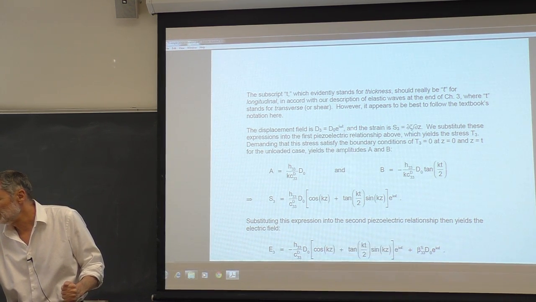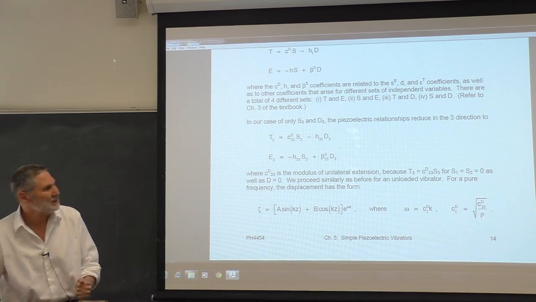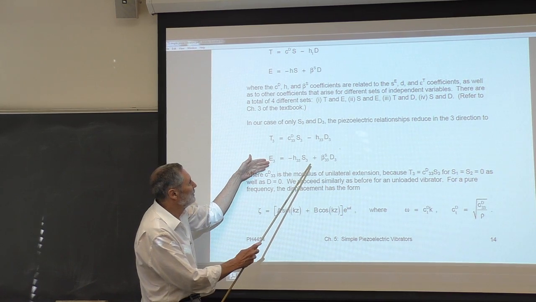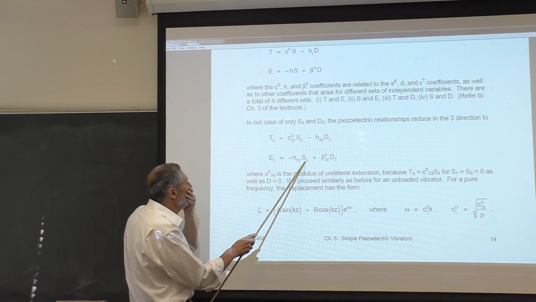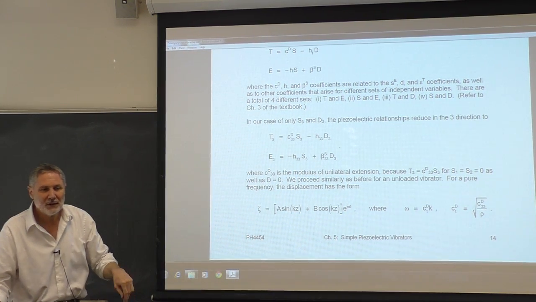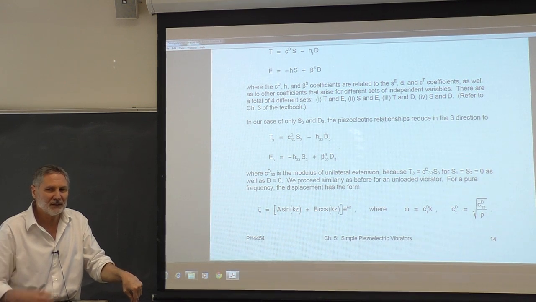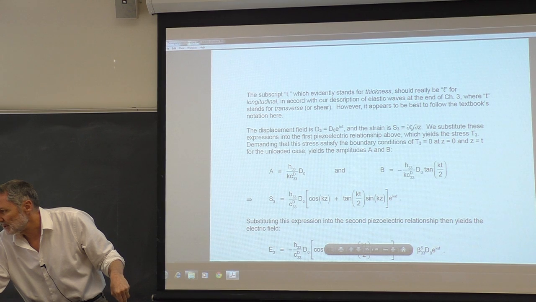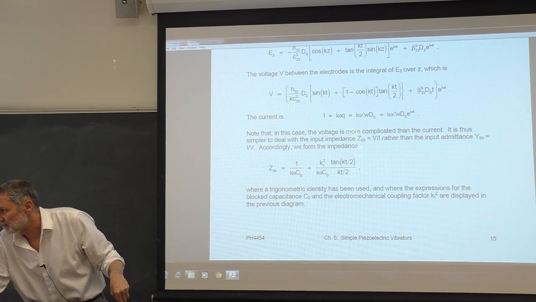What do we do next? Well, you know it's coming. We dealt with this. Now we go here. Second equation. We substitute it into here. We can find the electric field. From the electric field, we eventually get the current. And so that's similar to what we did before.